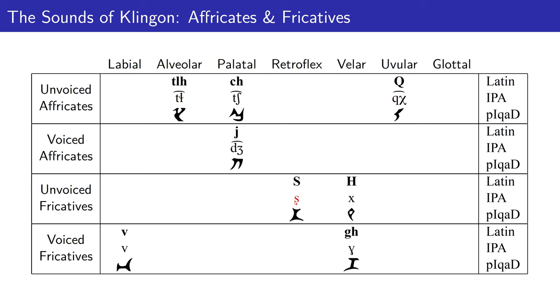The letter capital S represents an unvoiced retroflex fricative, pronounced sh. The letter capital H represents an unvoiced velar fricative. The letter V is a voiced labial fricative, pronounced v. The Klingon letter GH represents a voiced velar fricative.